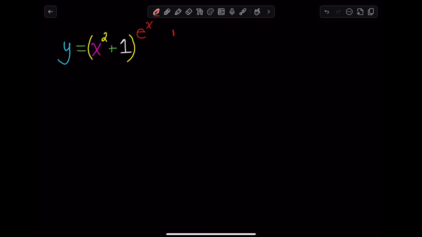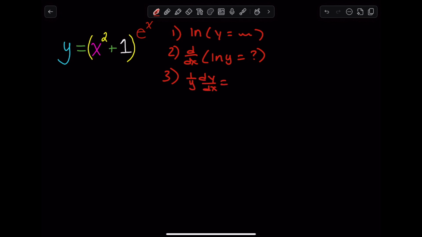A quick rundown of the steps we need to do here is first, take the natural log of the entire problem statement, y equals x squared plus 1 to the power of e to the x. Second, take the derivative of that natural log of y, and then third, plug y back into the solution, because you'll see in a second here that we will get our answer with the y term remaining. So we'll just need to plug that back in.